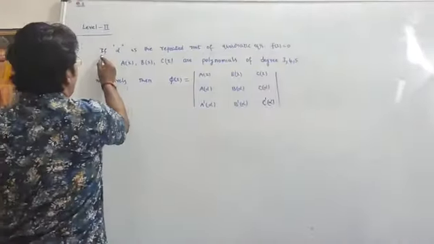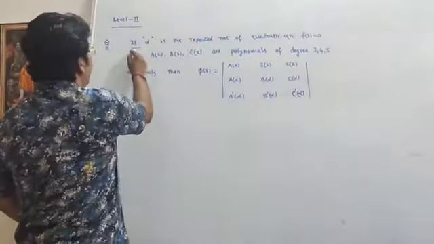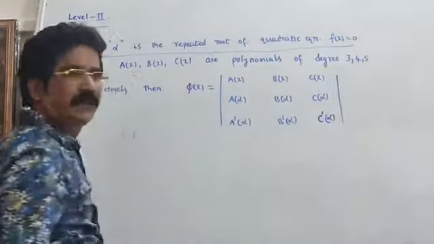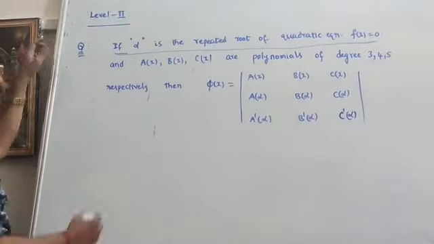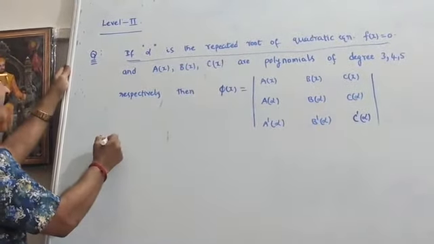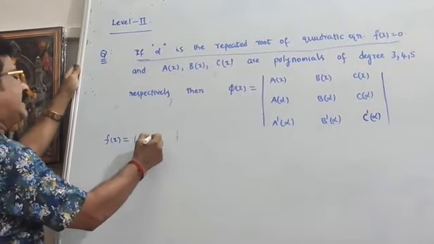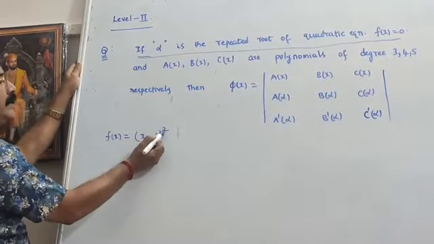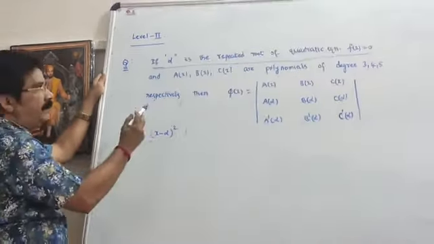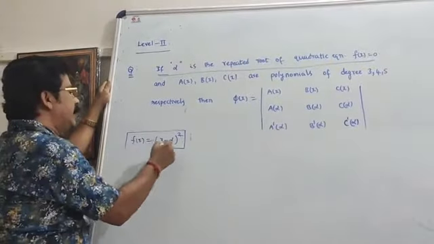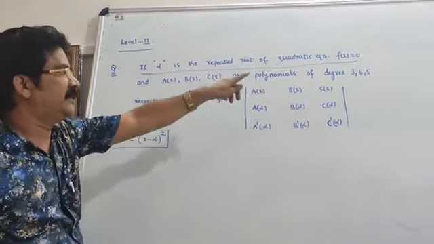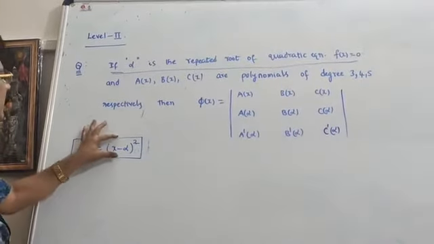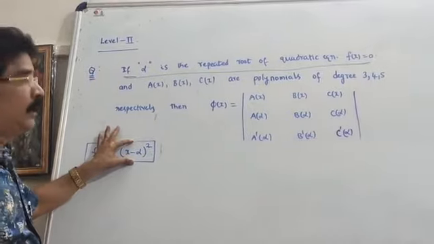Over. Next question: if alpha is the repeated root of a quadratic equation f of x equals 0. Repeated means definitely f of x is x minus alpha whole square. For a repeated root, we get a square. Alpha is the root. So if alpha is the repeated root of the quadratic equation f of x equal to 0, then f of x is equal to x minus alpha whole square.